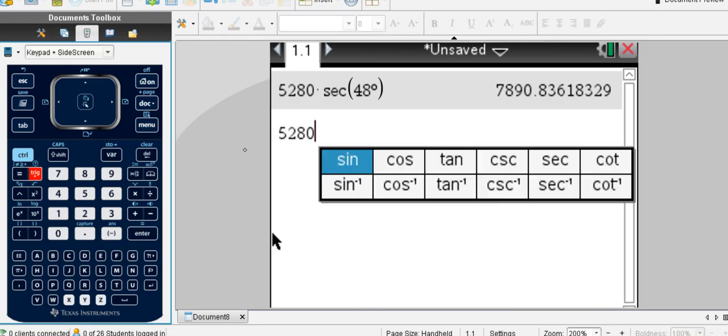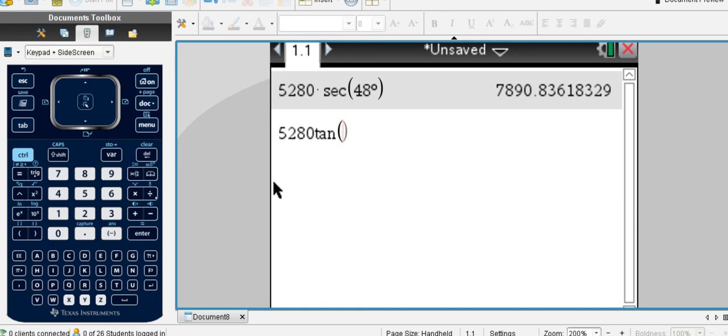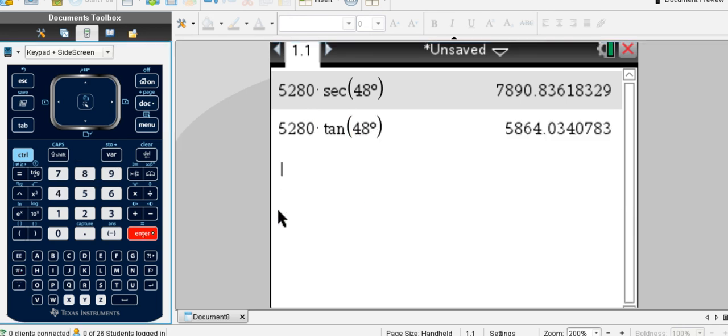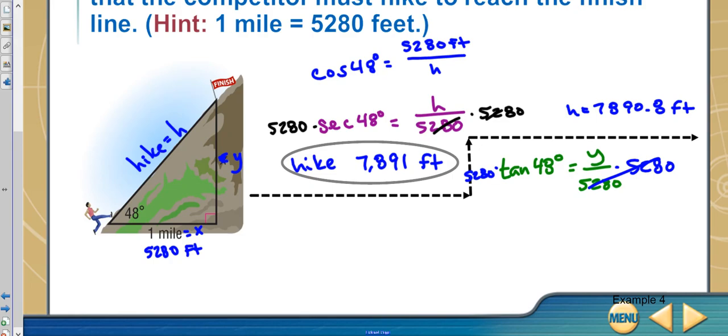5280 times the tangent of 48 degrees. This will give us the height. The height would be 5,864 feet. So the Y would equal 5,864 feet. Now that's how you would find the altitude if necessary. So that's the Y, or I'll put altitude.